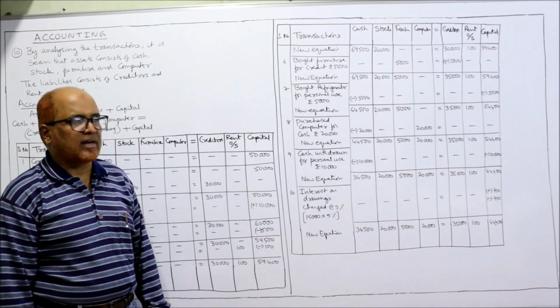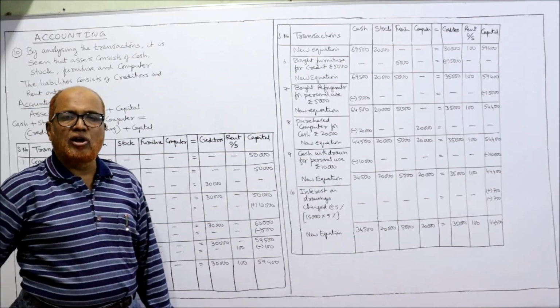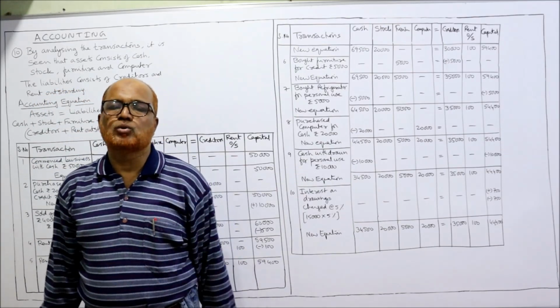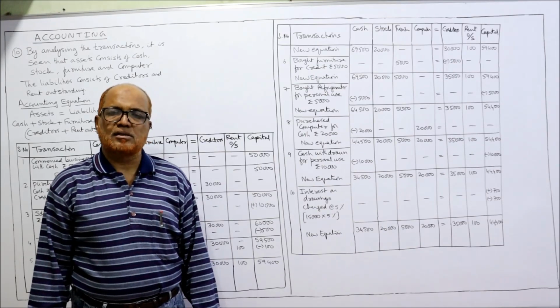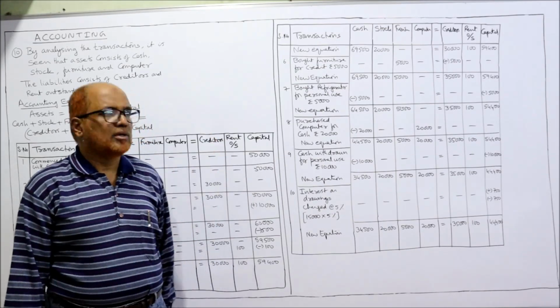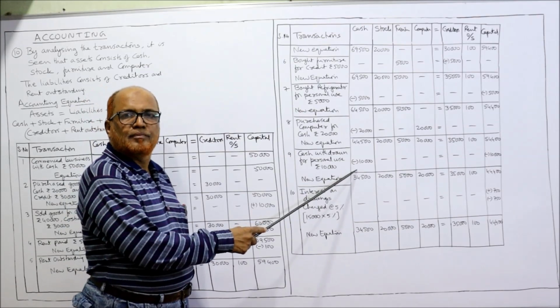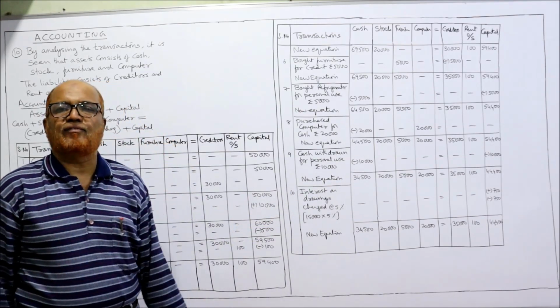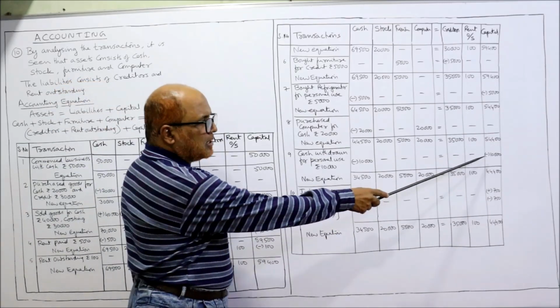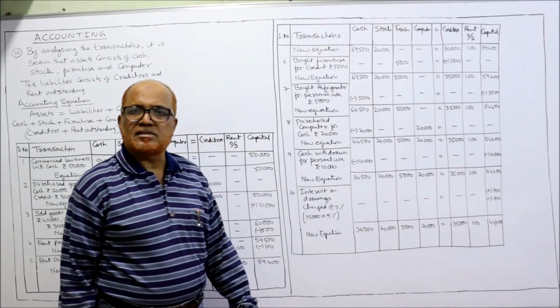Equation satisfied. Next, cash withdrawn for personal use. It is drawings. So again, cash is going out, so minus 10,000. Cash is going out, minus 10,000. And drawings will be deducted from capital. So capital minus 10,000. That's it.